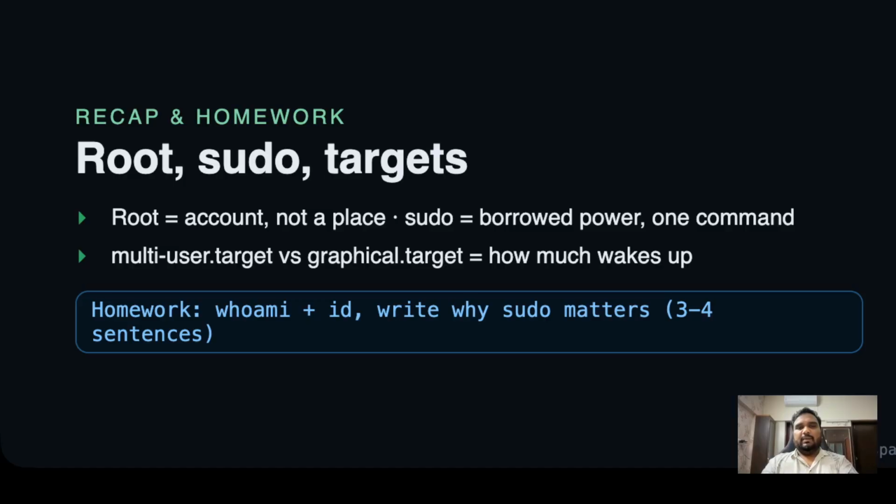Now let's do a recap. Root is an account with no restrictions and it's not a place for today's session. Forward slash is also called root, but in the file system context, whereas root here in user context is an account. Sudo borrows root's power one command at a time, deliberately. Root file system is the same slash we already know, mounted from an actual disk. And multi-user target versus graphical target is how much of the machine wakes up. Most servers are text only.